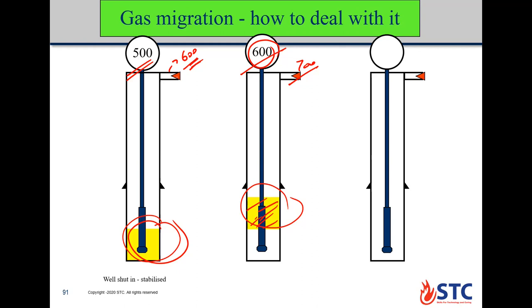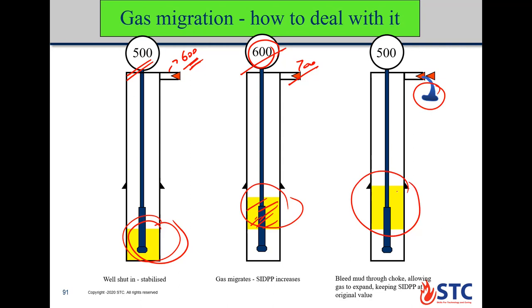Okay, keeping casing pressure constant is wrong, but let's see why. If we need to keep casing pressure constant, or decrease the pressure somehow to get back to the normal case, we need to bleed some mud. Once bleeding some mud, we allow the gas to expand. Once the gas expands, hydrostatic pressure decreases, so casing pressure needs to increase, instead of 700, to be, for example, 800.